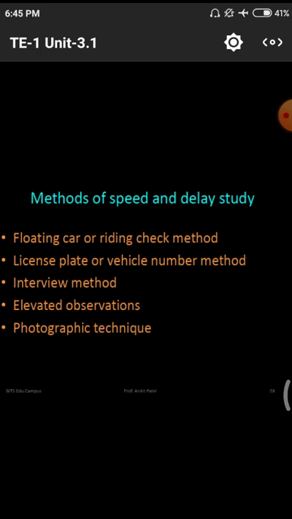Simply 2 or 3 cops, that means normally traffic police, are engaged at particular points. Their duty is checking the road conditions and clearing the traffic on particular road surfaces. All those things they have to do. For those purposes there is the floating car or riding check method. They are associated with some vehicles, four-wheelers or two-wheelers. Whatever vehicle is associated with a particular policeman, they go through that vehicle and simply reduce the problem due to these delays.